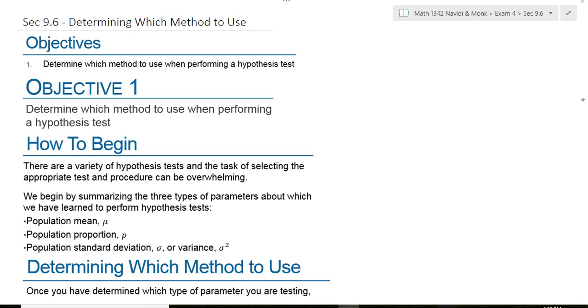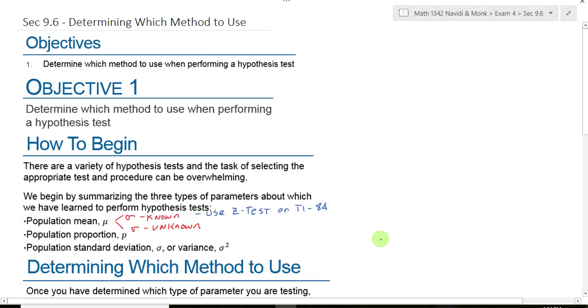We've only got 3 population variables that we're testing claims about. If you're testing a claim about a population mean, mu, 2 things can happen. Either you know the population standard deviation or you don't. If you know the population standard deviation, you're going to do a z-test on your calculator. If you don't know the population standard deviation and you're testing a claim about a mean, what test do we use? T-test. If you're testing a claim about a population proportion, we use the 1-prop z-test.